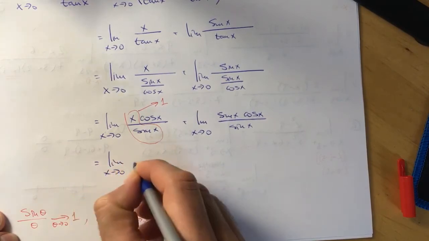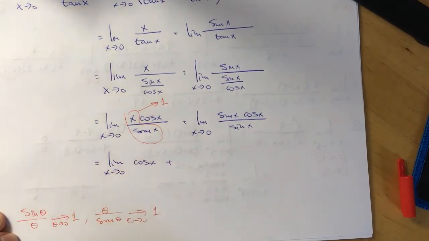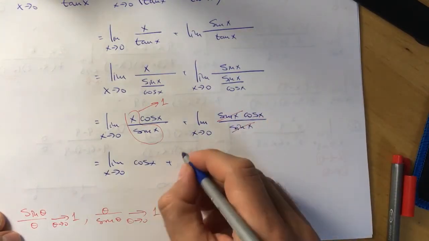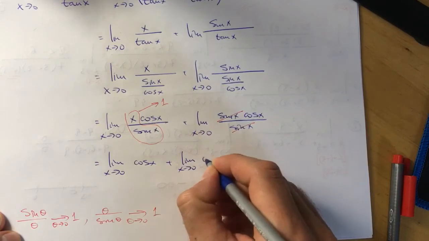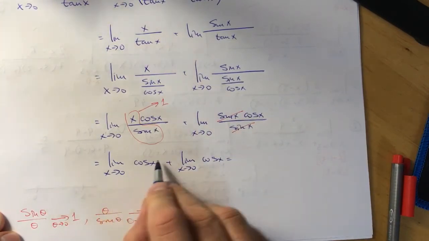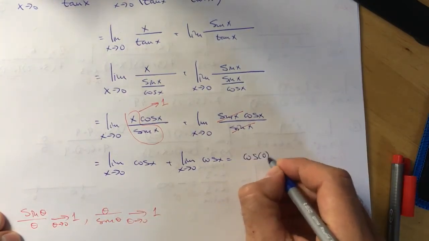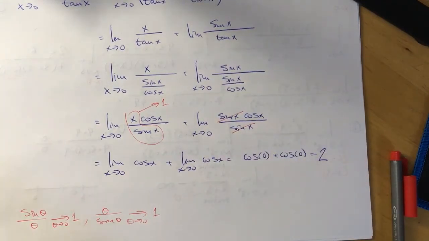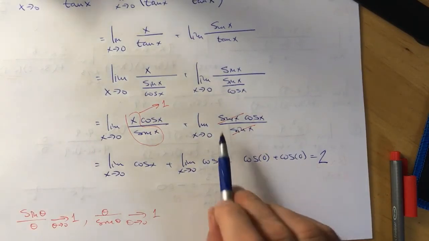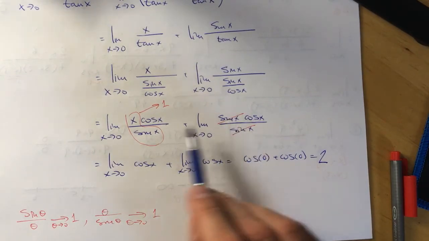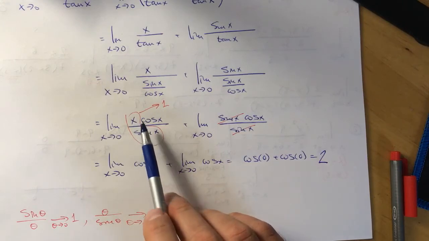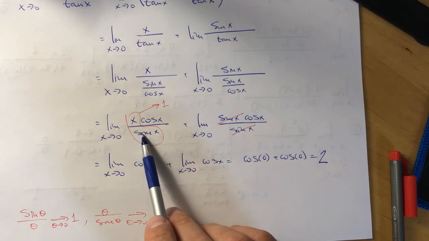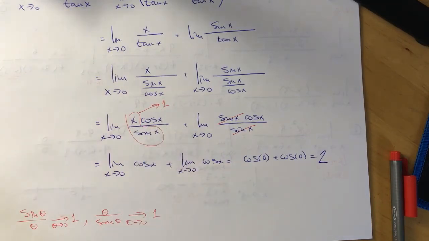Which leaves us with the limit as x goes to 0 of cosine of x plus, here is the same factor, so we cancel it, sine of x over sine of x, the limit as x goes to 0 of cosine of x. Then use direct substitution: cosine of 0 plus cosine of 0, that's 1 plus 1, which is equal to 2. Pay attention that here I cancel the same factor, but here I don't cancel x and sine of x. You cannot cancel x and sine of x, but the limit as x goes to 0 of x over sine of x approaches 1.